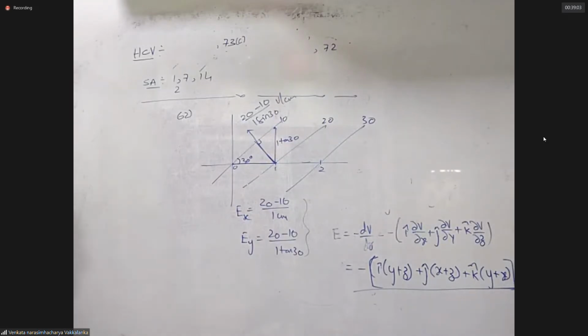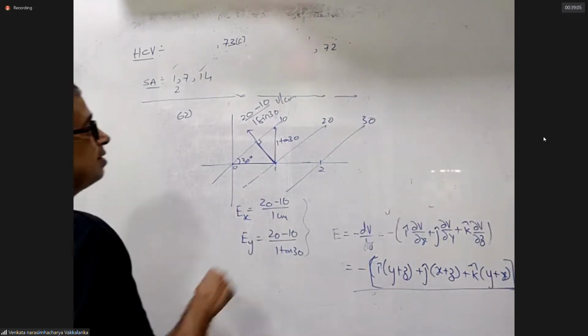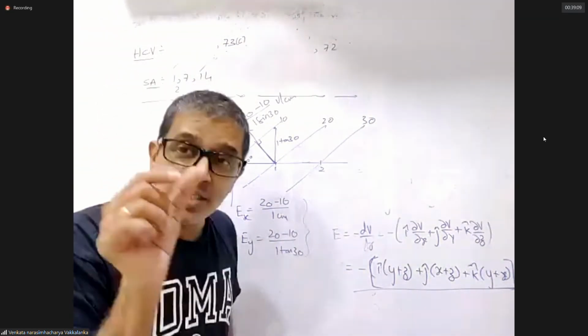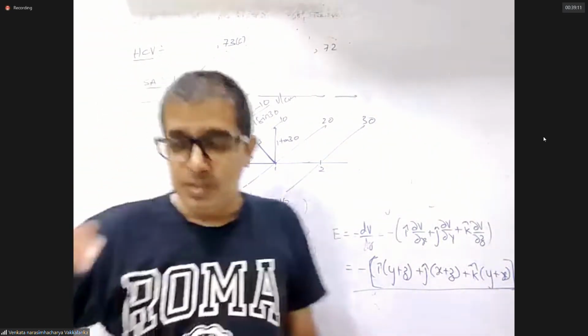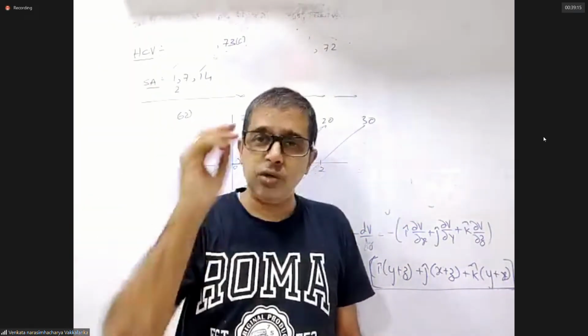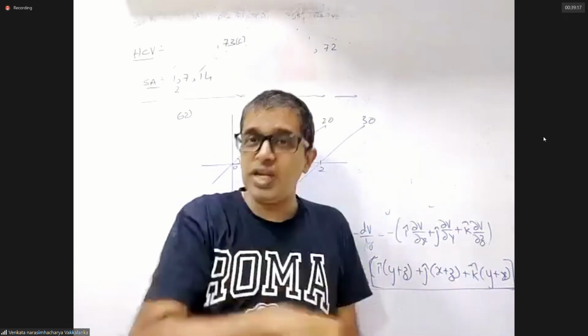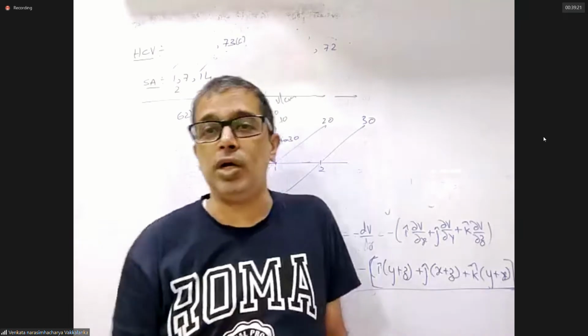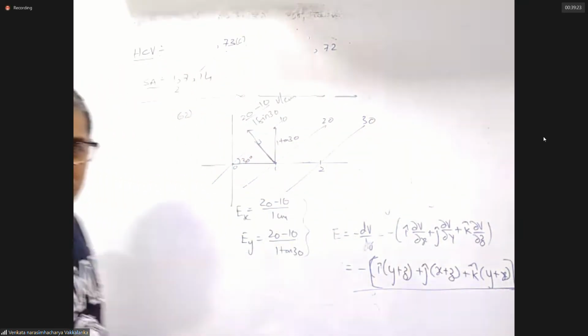Sir, what if it was 40 instead of 30? If the field is non-uniform, then he will have to tell you which area he wants the field for. Now field here, field here, field here, if it is the same, he'll ask you for the field. If the field is changing, he'll ask you field in this region, field in that region, and so on.